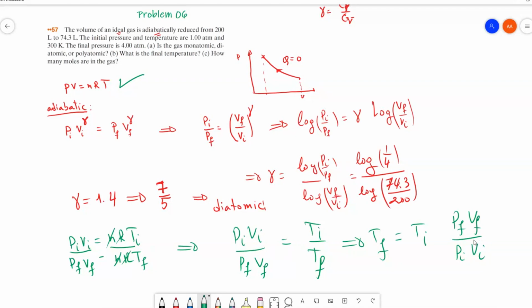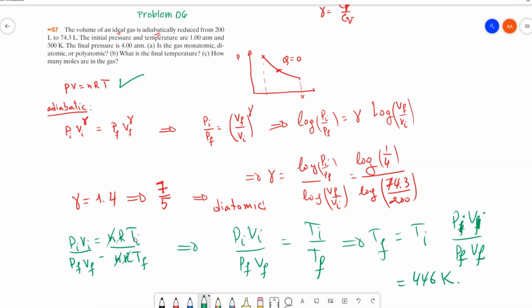P final, P final. No, sorry, initial here, and here is final. Okay, so I have everything here, I have pressure over pressure, volume over volume. I keep the same units, I do not need to change atmosphere or liter, and at the end I will get the temperature equal to 446 Kelvin, the temperature in Kelvin.